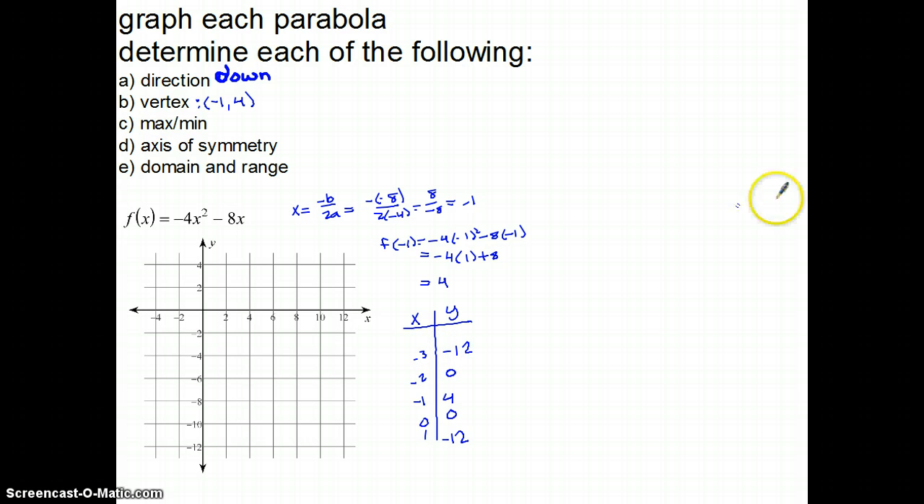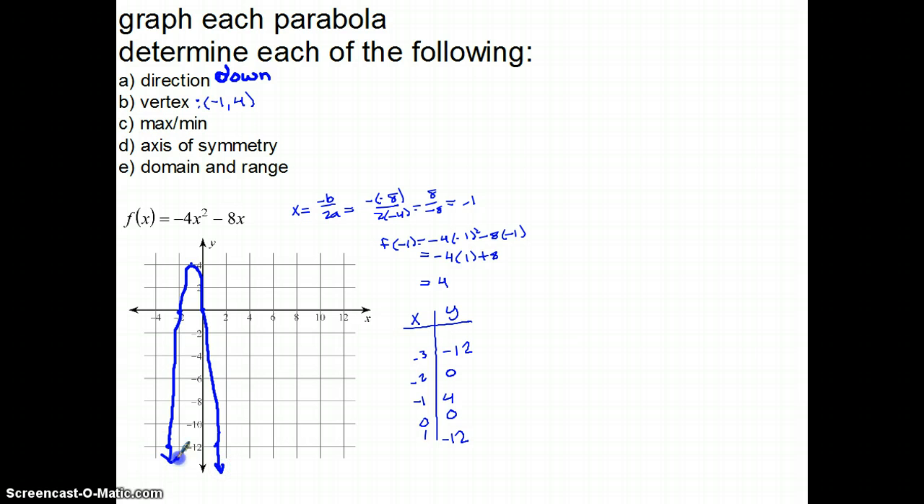I'll go ahead and plot these points. I have -3, which is right in between the -2 and -4, and -12. I have -2 and 0, -1 and 4, 0, 0, and 1, -12. Connecting these in a smooth curve, we have our parabola, and it is a downward-facing parabola.